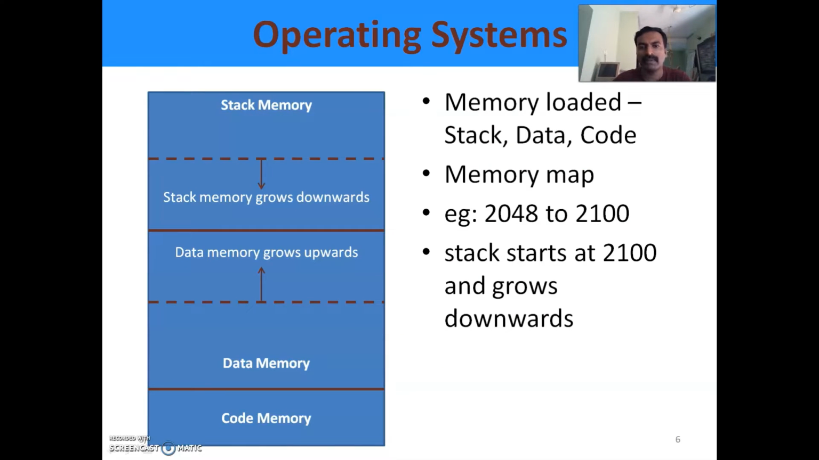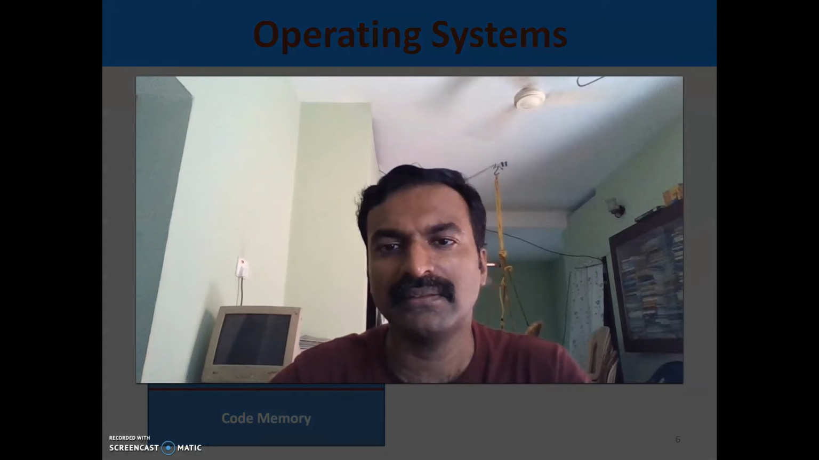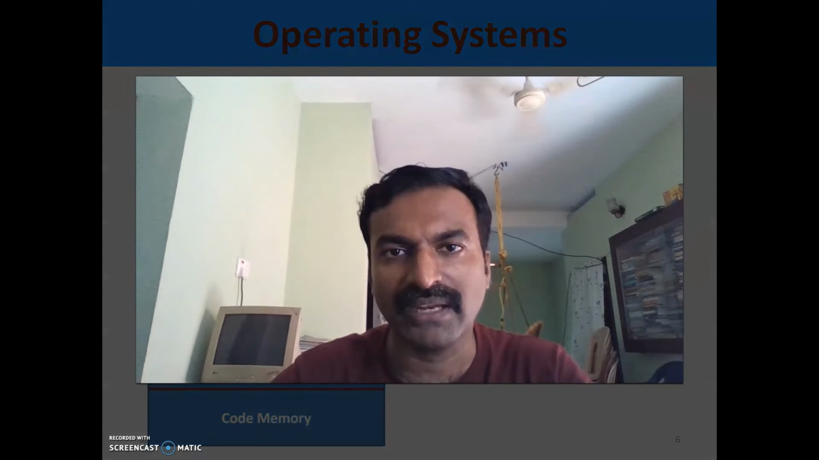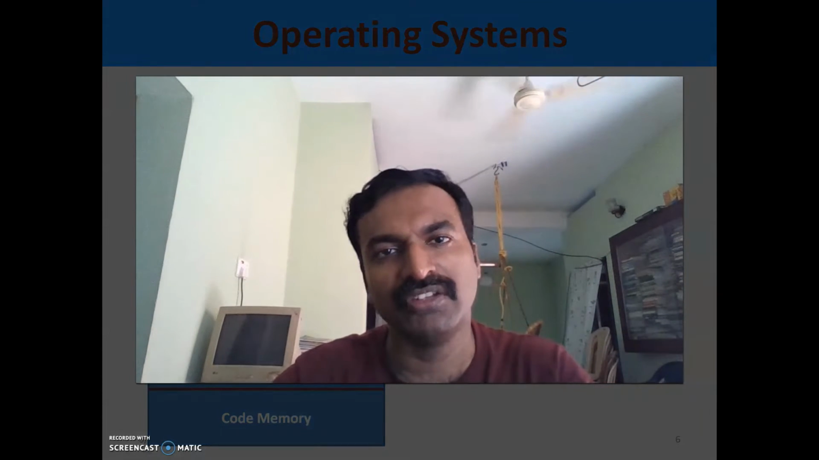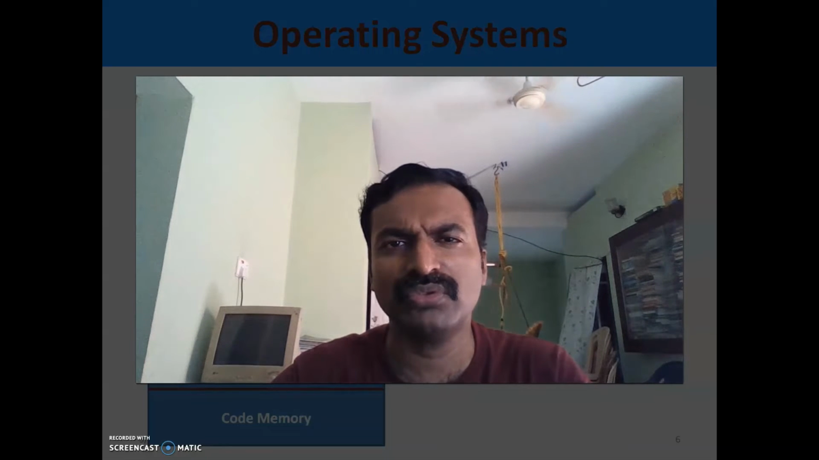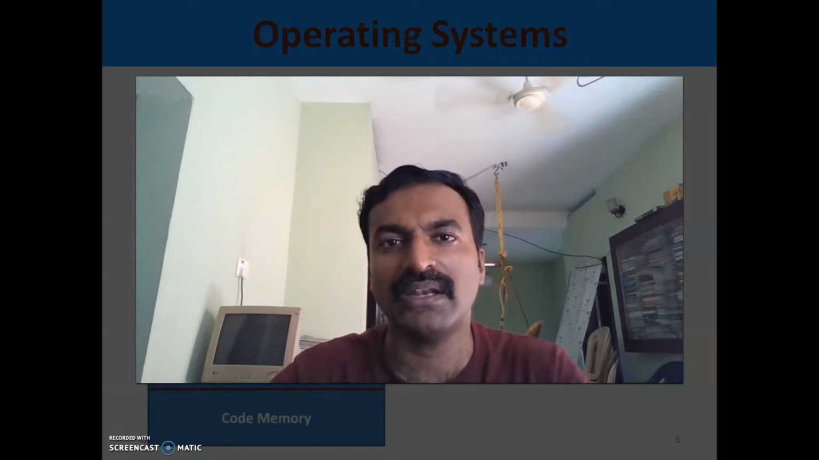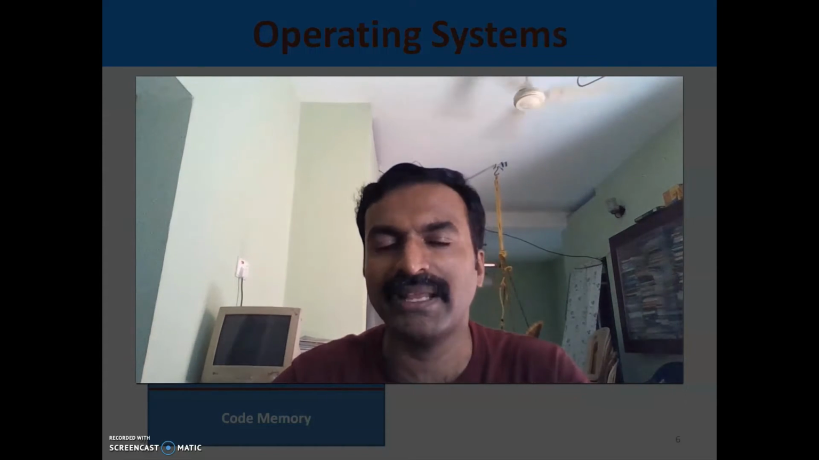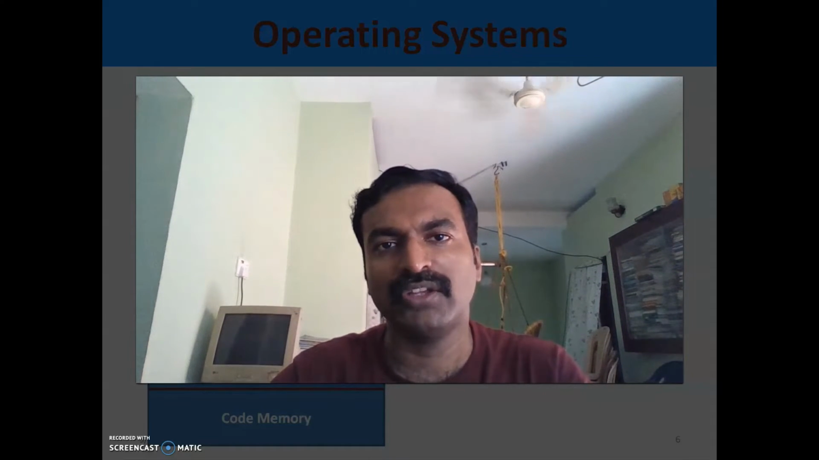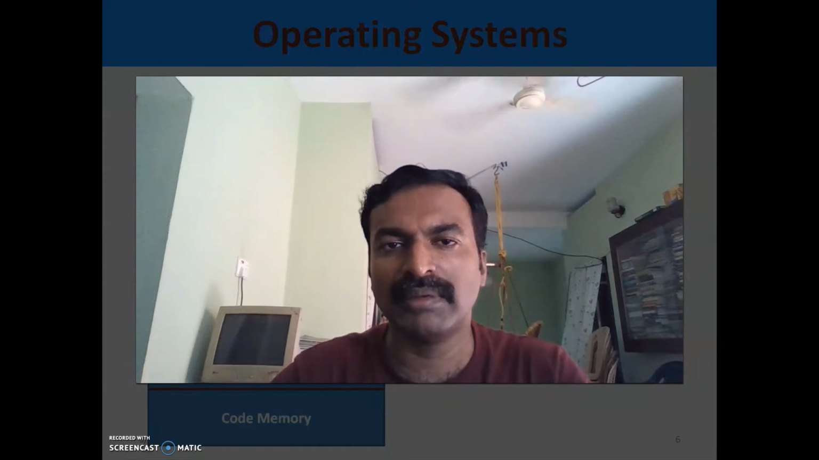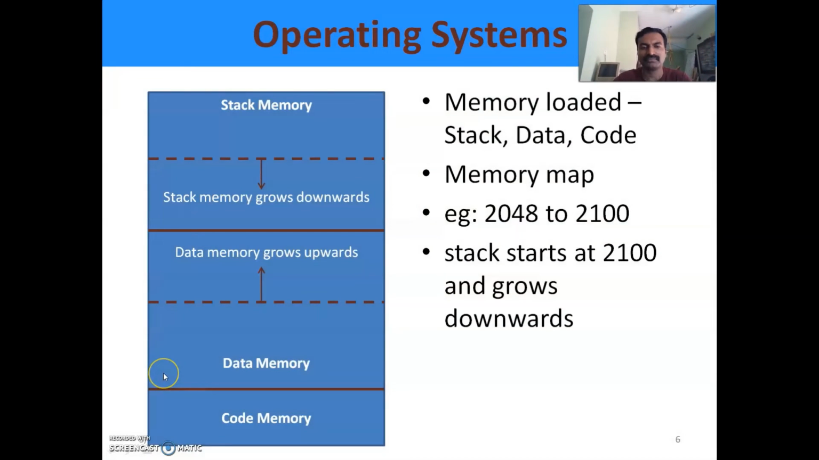Now the memory has three parts: stack, data and code. The stack is used to temporarily hold the variables, data is used to hold the global data, and the code memory will have the instructions that are to be executed. An important thing is that the stack memory grows downwards and data memory grows upward.